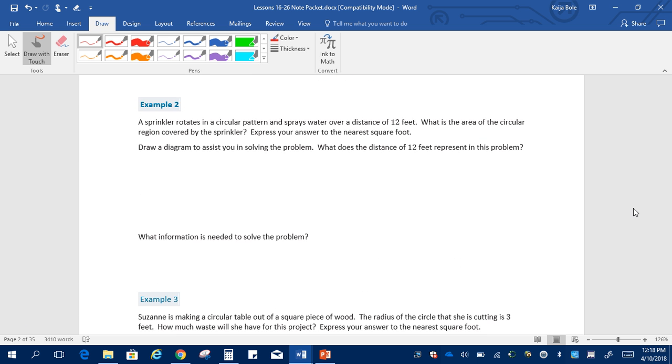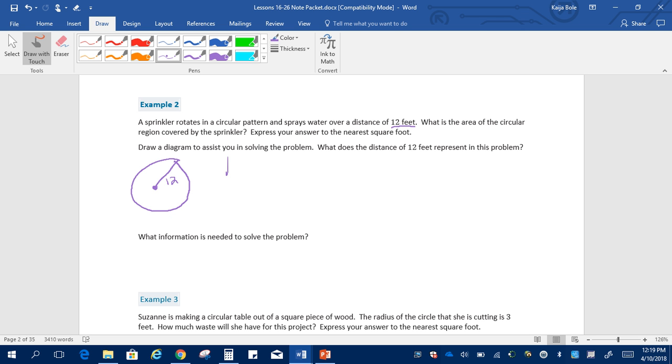And then we're going to skip the next 2 questions there, and we're going to look at example 2. It says a sprinkler rotates in a circular pattern and sprays water over a distance of 12 feet. What is the area of the circular region covered by the sprinkler? Express your answer to the nearest square foot. If we're going to draw a diagram, we have a sprinkler here in the middle, and we know that it sprays out 12 feet. So we're going to draw a circle. It's not very good. Where that is the radius of 12.